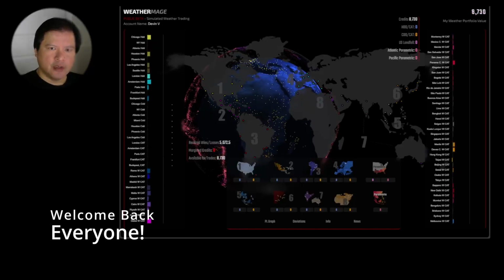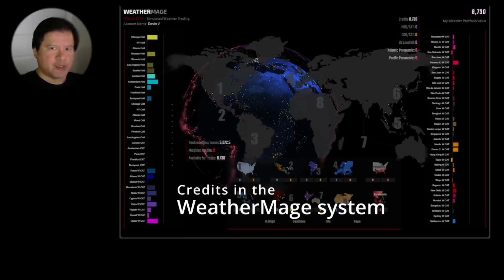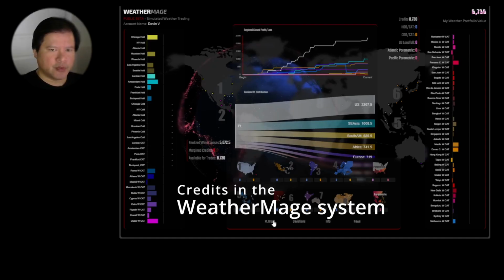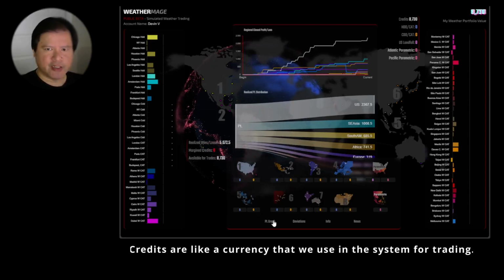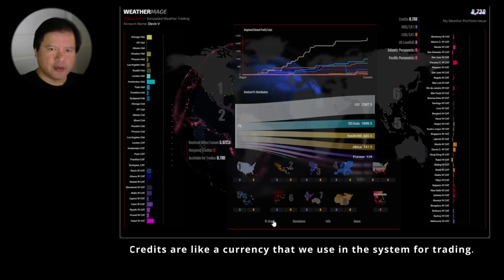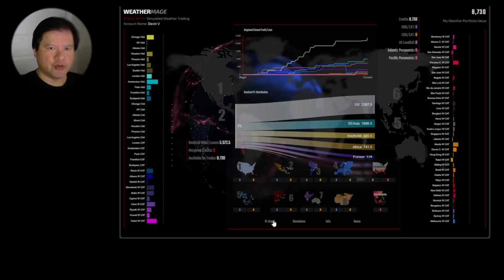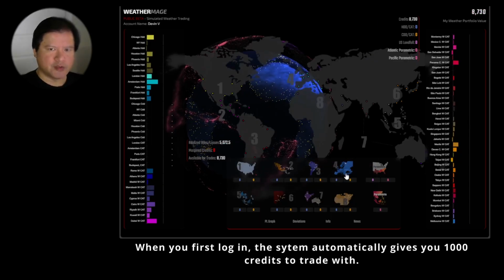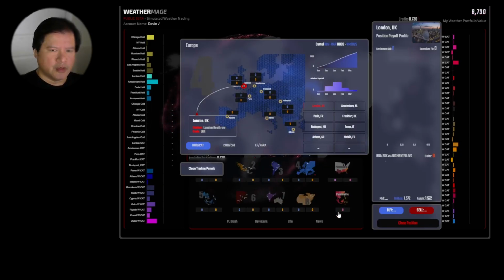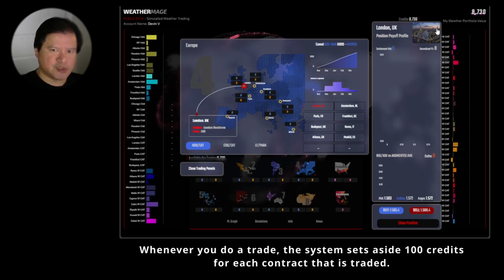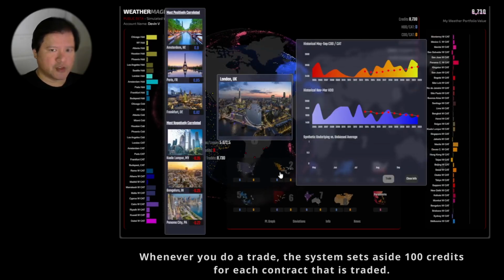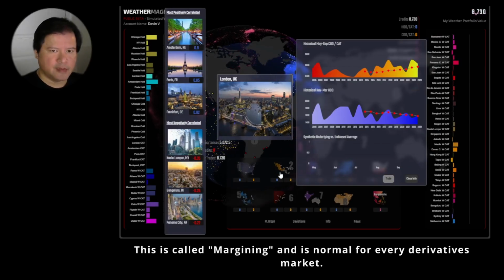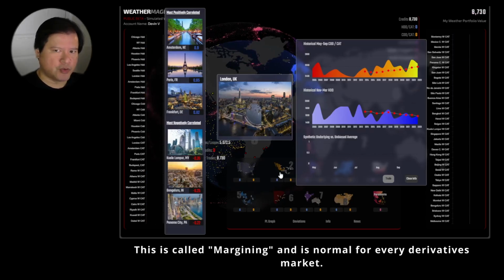Welcome back, everyone. First, I'd like to talk about credits in the WeatherMage system. Credits are like a currency that we use for trading in the system. When you first log in, the system creates a new account for you and automatically gives you 1,000 credits to trade with. Now, whenever you do a trade, the system will set aside 100 credits for every contract that you trade as a margin. This is called margining, and it's normal in all derivatives trading.